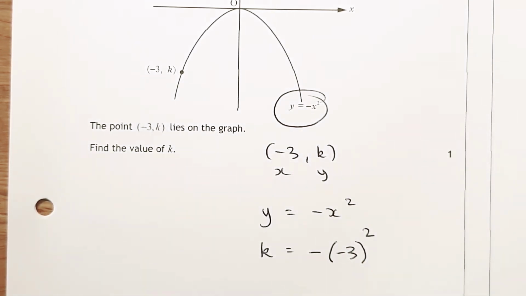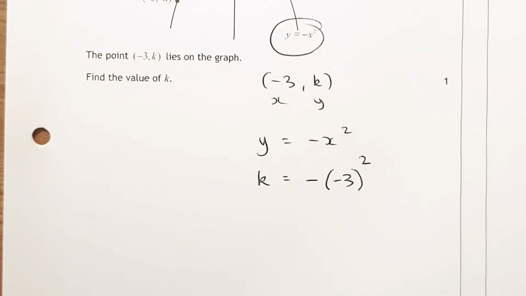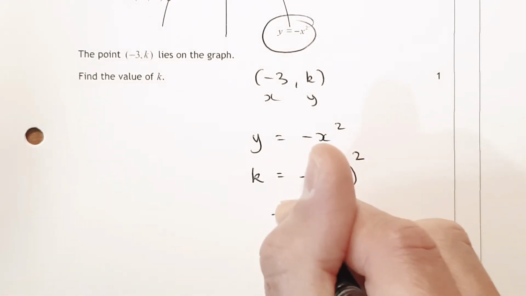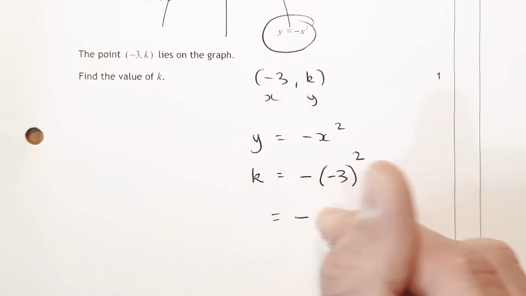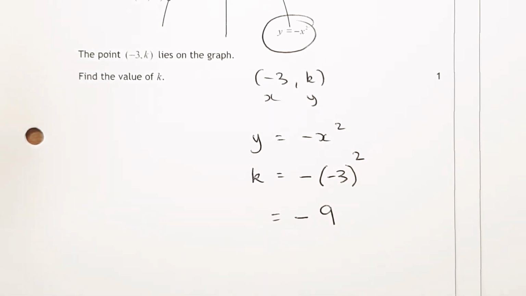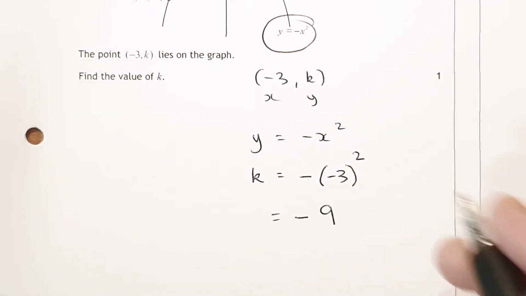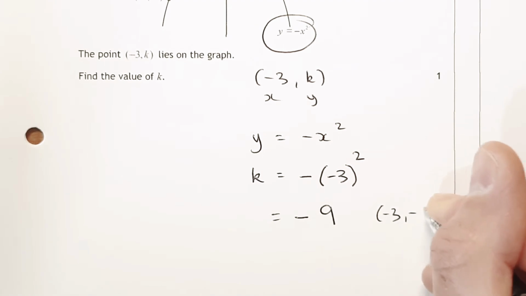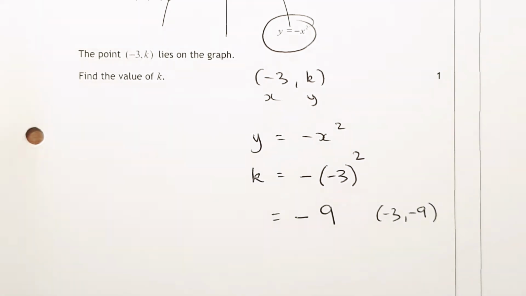Now, if you square a negative, you get a positive number. So -3 squared is +9. We've got the negative outside of the bracket, so that gives you the answer of -9. So the coordinate therefore is -3, -9.